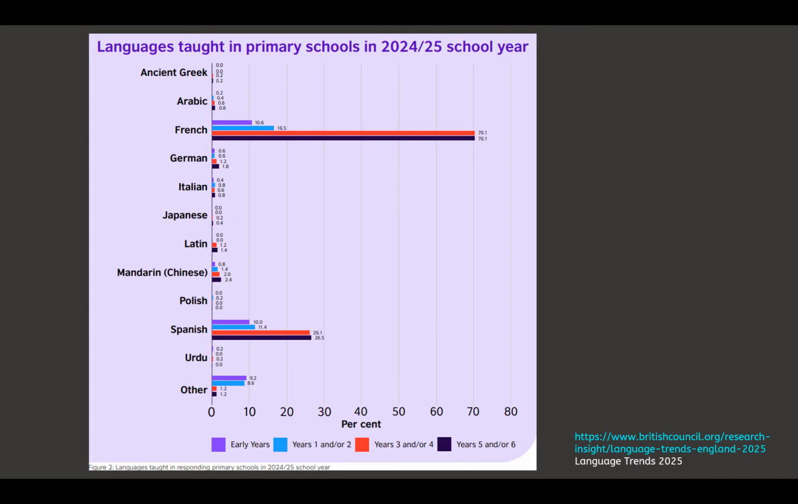So, which languages are most commonly taught in English primary schools? Here are the data from the 2025 Language Trends Report published by the British Council.